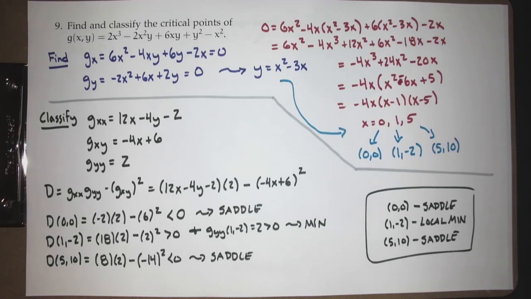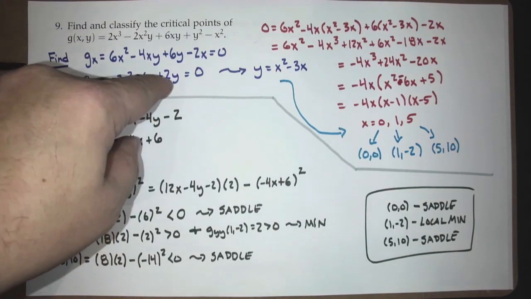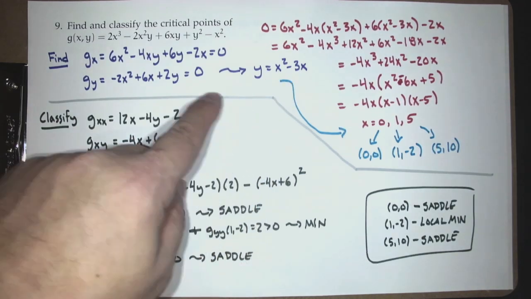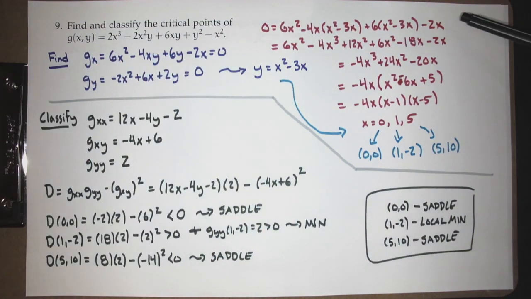Factoring, substitutions. Factoring is ideal, but it won't always happen. Substitutions, you say, in one of the equations, I have just one of the variables showing up once. So for example here, g sub y, there's only a single y. That lets us say, okay, I can replace y by x squared minus 3x in the other relationship, which gets us down to 1 equation, 1 unknown.